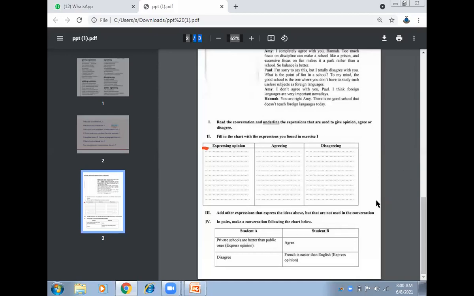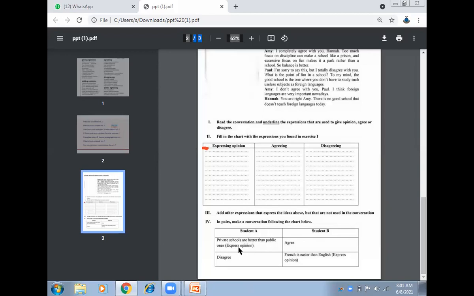Is it clear or no? Worksheet, is it clear? Yes, ma'am. Okay. I cannot see the second part, I see only the upper part. So there are two students here, student A and student B. There is a subject here. The topic is private schools are better than public schools.